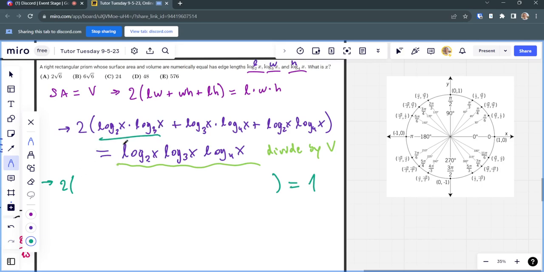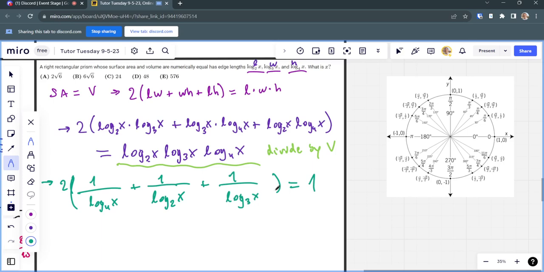Inside here, though, if we cancel out the log base 2, log base 3 in the numerator, all we're going to be left with is 1 divided by log base 4 of x. Similarly, for here, we cancel out the 3 and 4, all we're going to be left with is 1 over log base 2 of x. Here, if we cancel out 2 and 4, we're left with 1 over log base 3 of x. All of that equals 1.